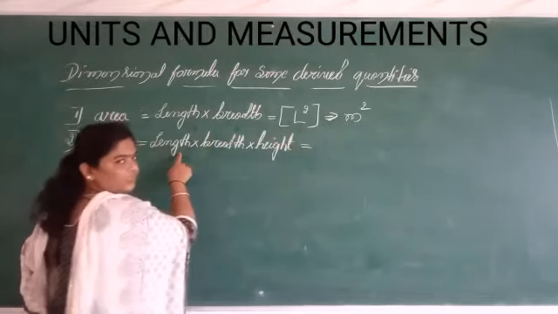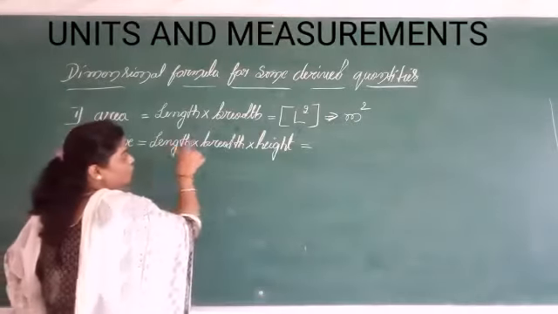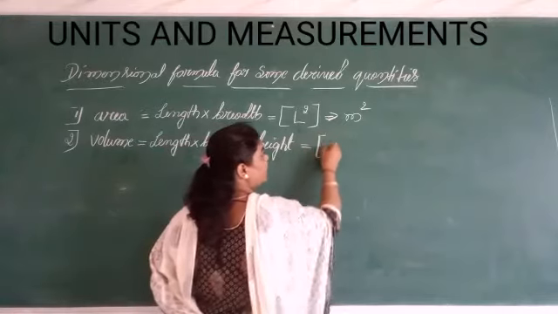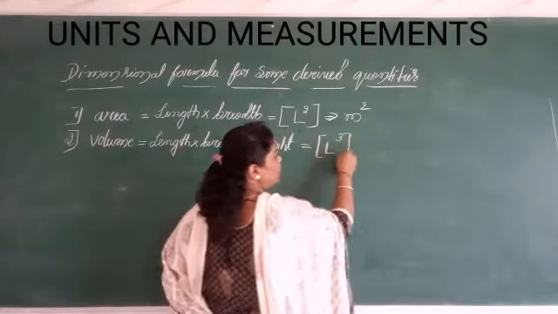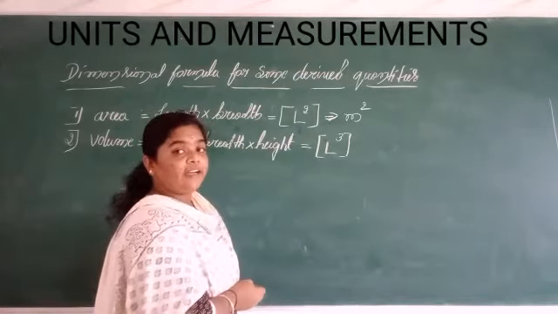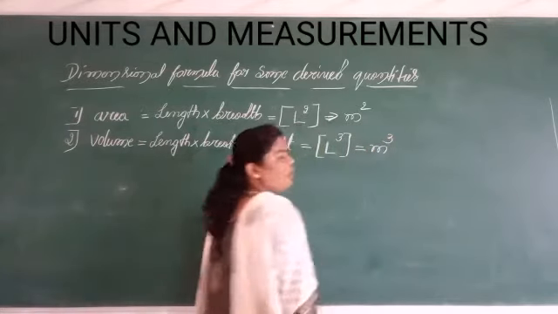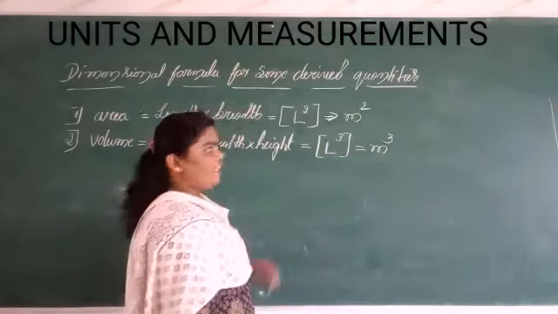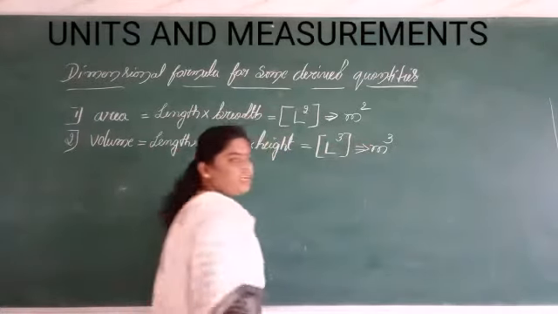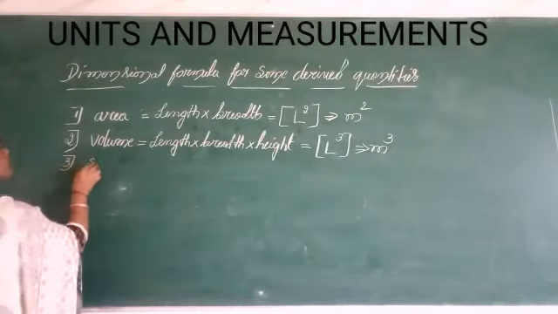So ನಮಗೆ length ಗೊತ್ತಿದೆ, breadth is also a length, height is also a length. Length 1, 2, 3, 3 times length ಇದೆ, ಅಂದ್ರೆ ಪವರ್ ಏನಾಗುತ್ತೆ, L cube. The dimensional formula for volume is L cube and the unit, 3 times L ಇದೆ ಅಂದ್ರೆ meter cube. Volume is meter cube, unit. This is the dimensional formula, this is the unit. So next let's see the third physical quantity, that is speed.